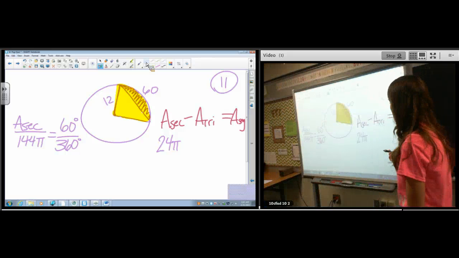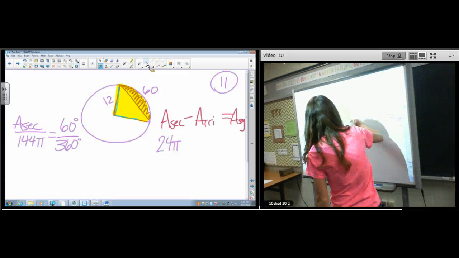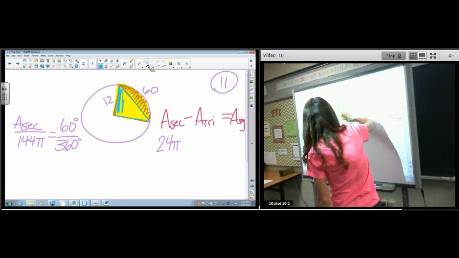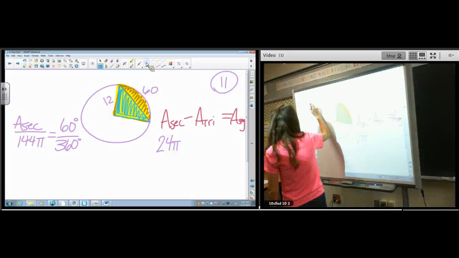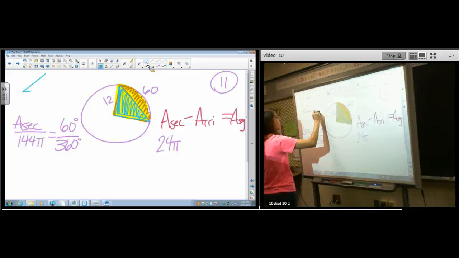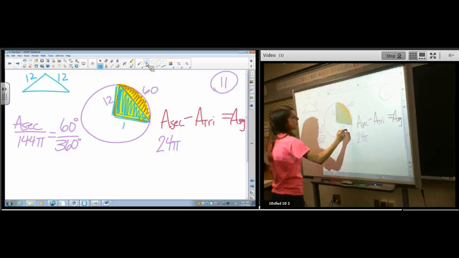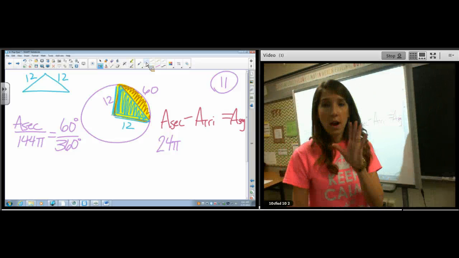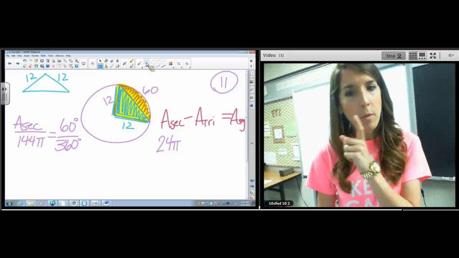All right, the next part is the area of the triangle. So the part we don't want is the area of this triangle right here. So what I'm going to do is redraw that triangle. I'm going to draw it right here. I know that this is a radius and this is a radius. So I know that the triangle is, at the very least, isosceles.